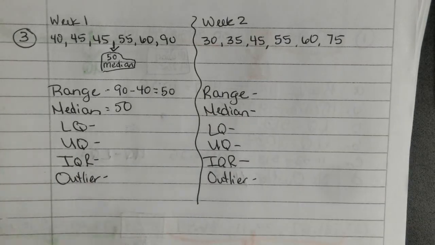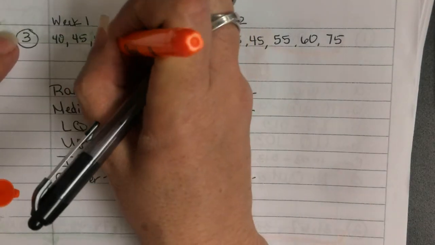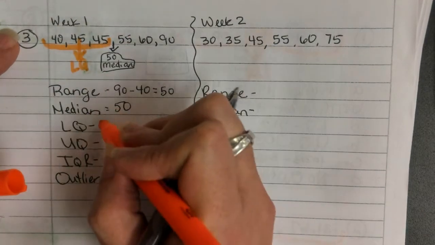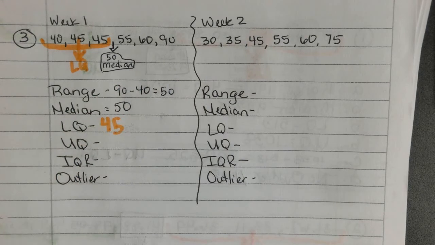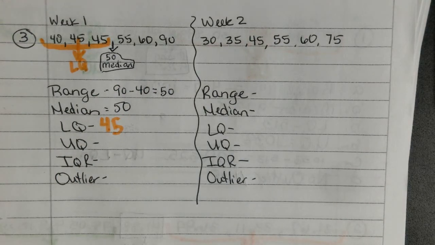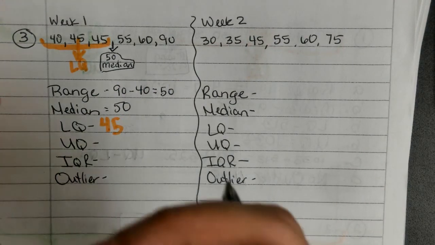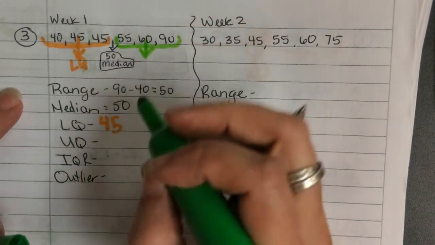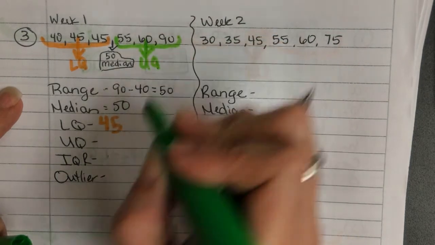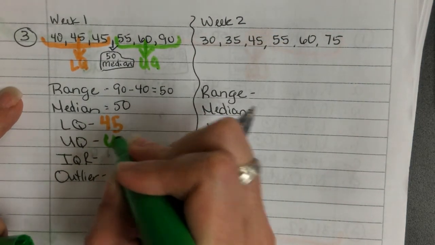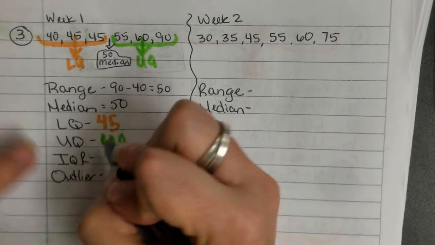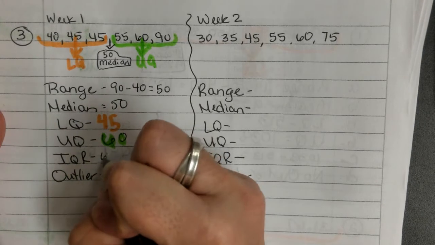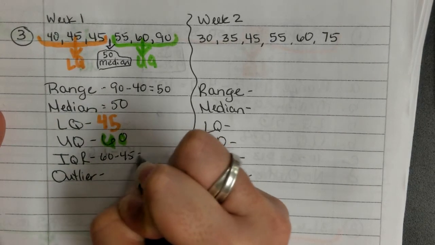Okay. The LQ is from here down, making 45 the LQ. The UQ is from 55 up, making 60 the UQ. Okay. IQR, 60 minus 45. 15.